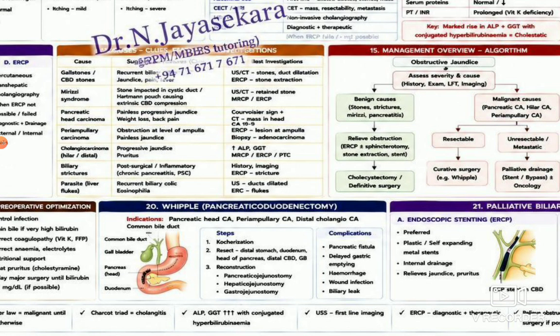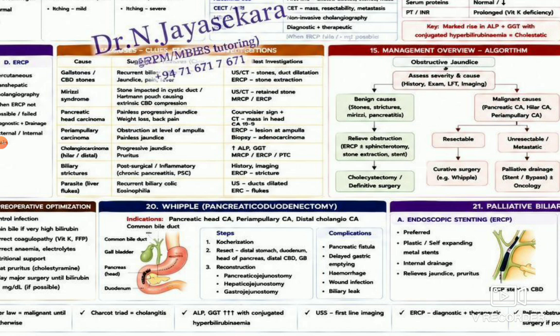Then the Whipple's procedure. This is a famous surgical topic. Now let's discuss the Whipple's procedure. Indications. Whipple surgery is mainly performed for pancreatic head carcinoma, periampullary carcinoma, distal cholangiocarcinoma. Why such a large surgery? Because anatomically the pancreatic head is closely related to distal common bile duct, duodenum and ampulla. So tumors in this region spread locally very early.